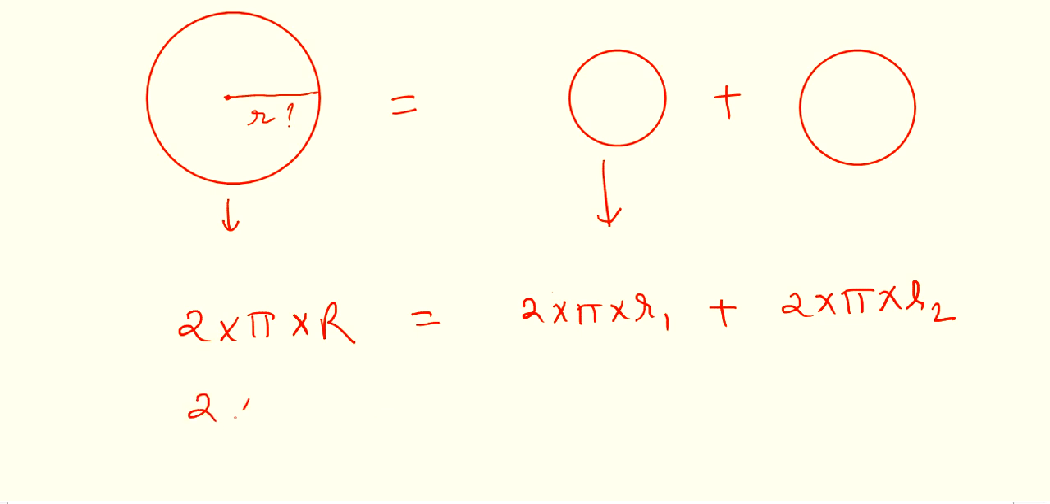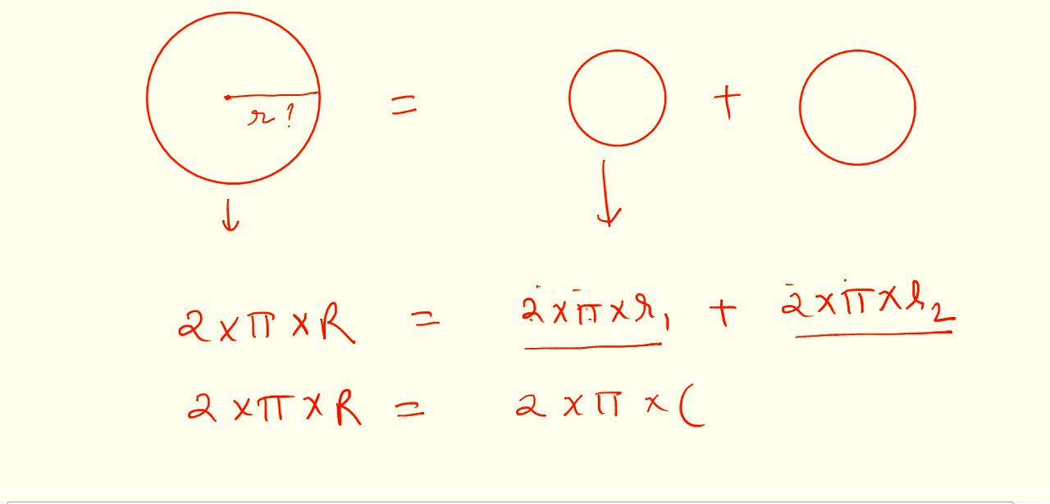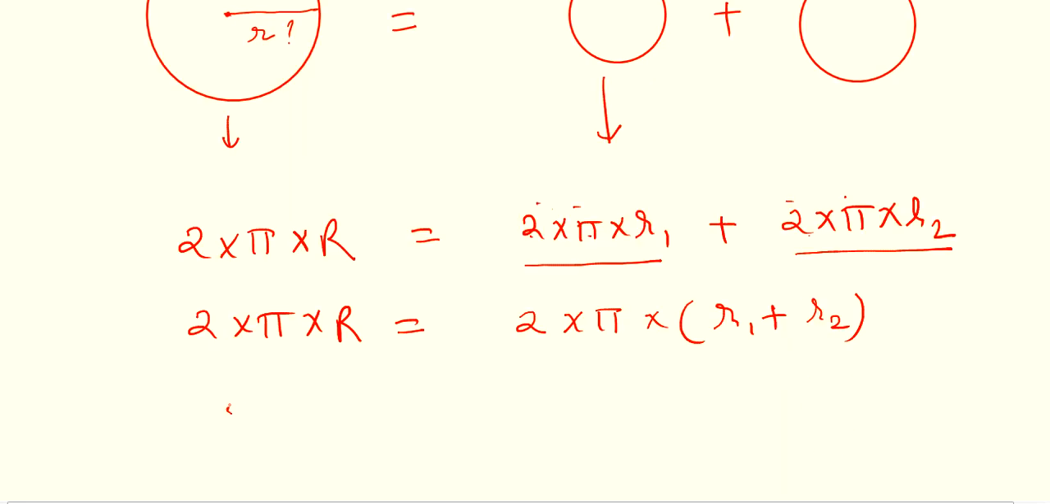Now 2 into pi into r equals, as you can see in these values, 2 and pi are both common. So we take 2 and pi outside. When the 2 and pi go outside, what remains inside? r1. Then plus, when 2 and pi go outside, what comes inside? r2. Now this 2 pi gets cancelled. Clear? I will tell you how the 2 gets cancelled. 2 into pi into r equals 2 into pi into r1 plus r2.